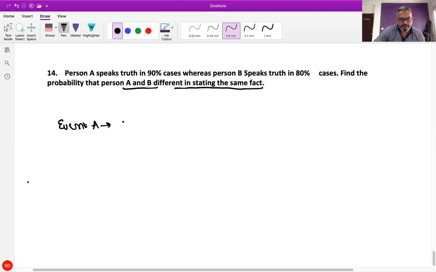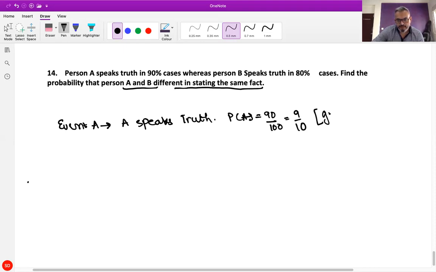Event A is A speaks truth. Probability of A is given 90%. So 90 by 100, or we take 9 by 10. This is given in the question.